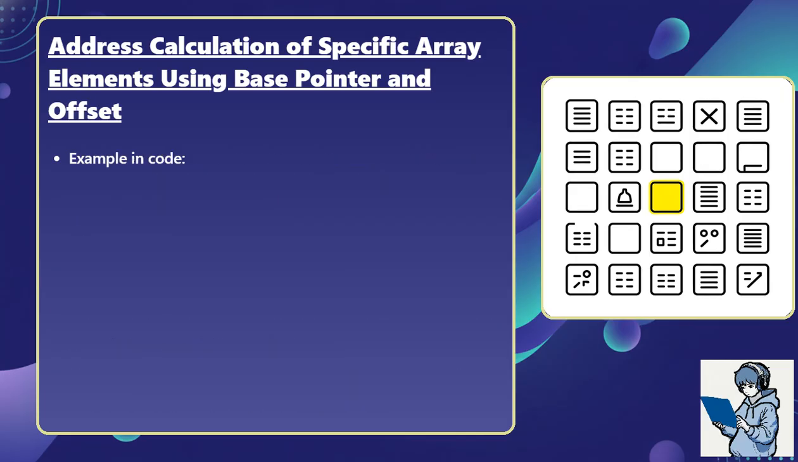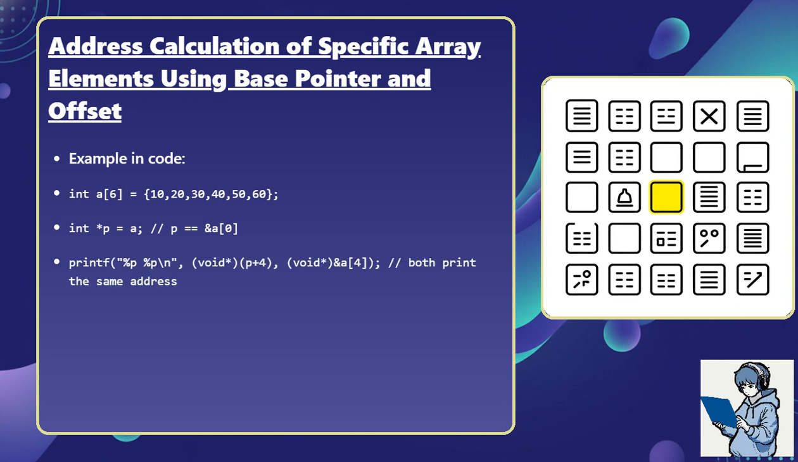Example in code: int a[6] = {10, 20, 30, 40, 50, 60}; int *p = a; // p = &a[0]. printf("%p %p\n", (void*)(p + 4), (void*)&a[4]); // both print the same address.